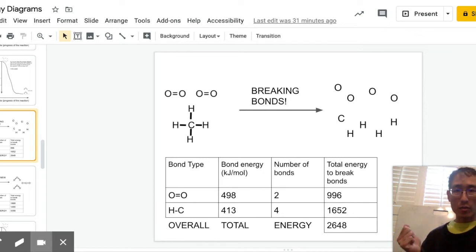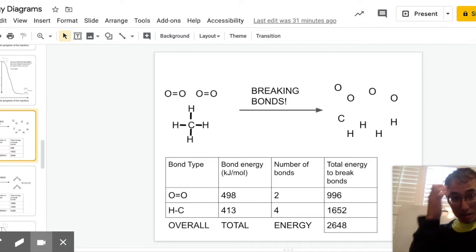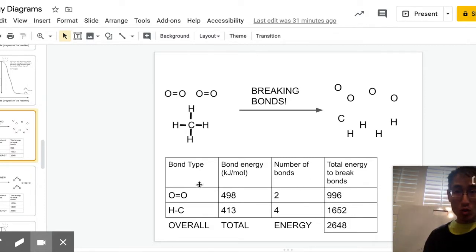Okay, so here's the reaction we looked at last time. This is the burning of methane and thinking about the energy that goes in. So if you filled out this chart correctly, these are the numbers that I got. So we have two of these bonds, two of the O2 bonds here. This one here, this one here.